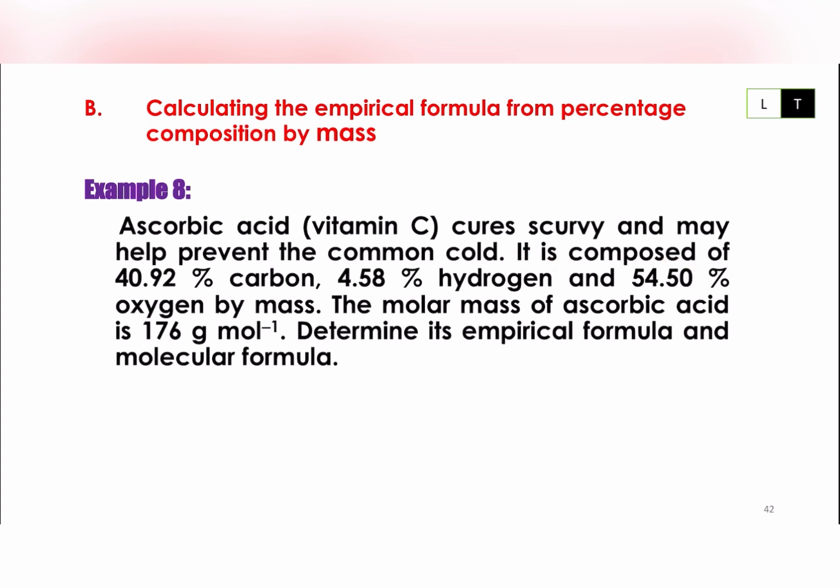It is composed of 40.92% of carbon, and you have the percentage of hydrogen, and last but not least the percentage of oxygen. So you know what your elements are that you should put in the mole table. Next, the molar mass of ascorbic acid is 176 gram per mole. Here is the trick. If you got the value for the molar mass in your question, it means that you have to determine its molecular formula.